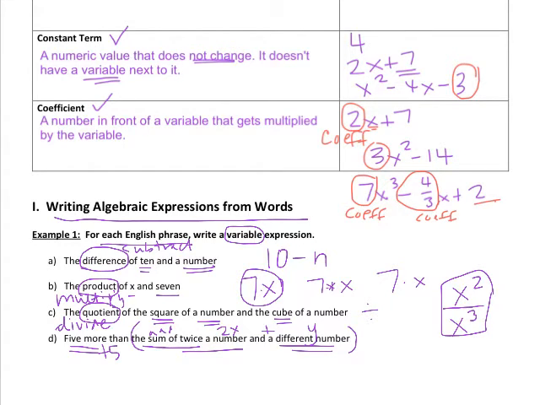And then we have to do 5 more than that after that. So in parentheses, I'm going to have 2x because I have to do the sum of twice a number and a different number. And then I'm going to add 5 onto that.